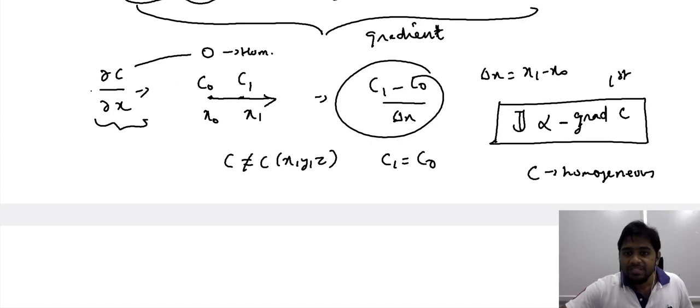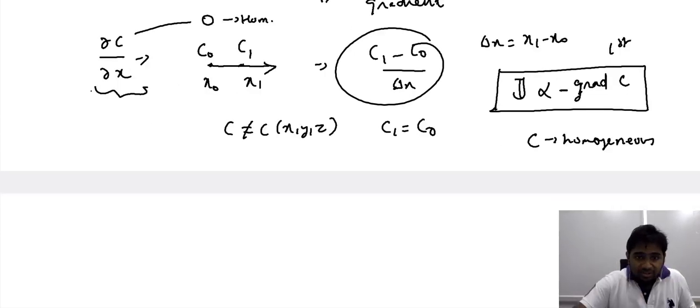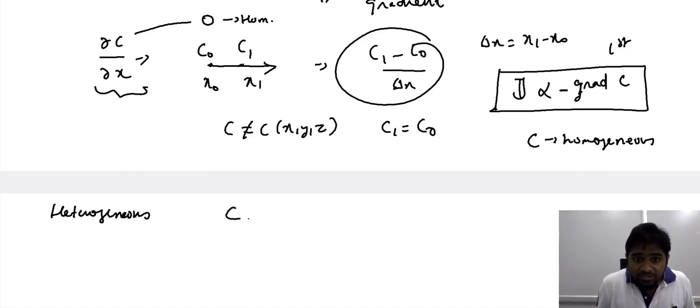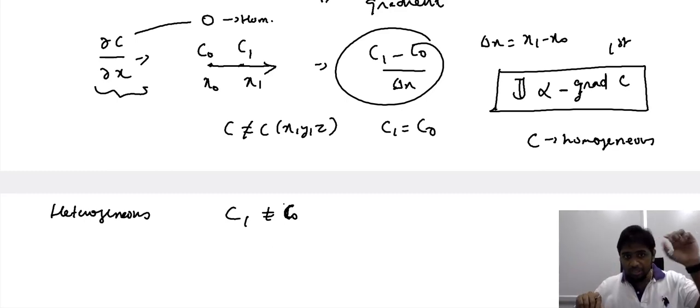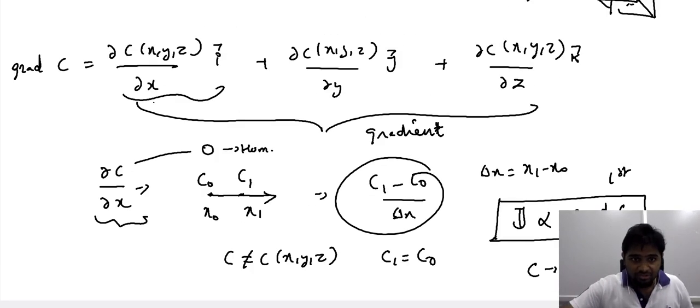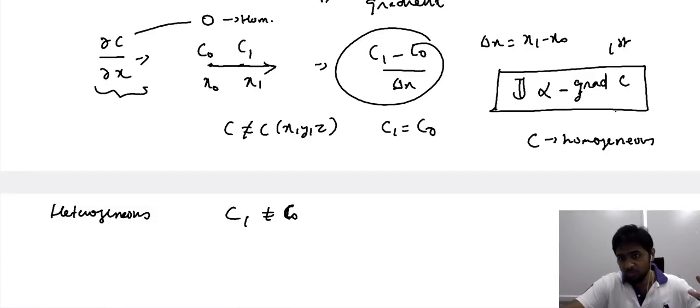However, when you have a heterogeneous system and C1 is not equal to C0, then you will have a non-zero entity. The magnitude of this partial derivative will be non-zero. So this essentially means that there will be a flux that is introduced. Let me repeat, when you have a homogeneous system, the magnitude of the gradient turns 0, therefore there will be no flux. That is what Fick's first law states.